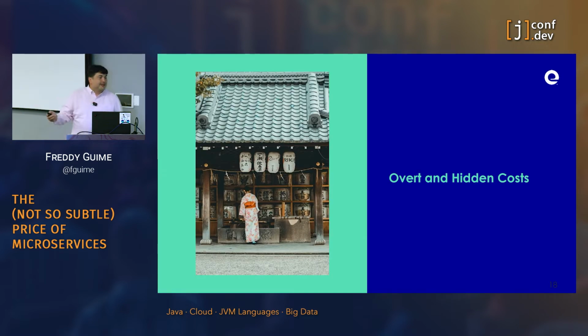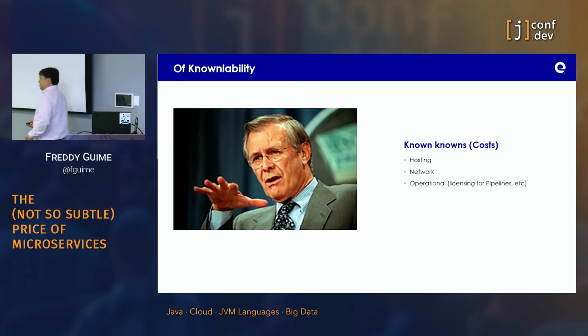So, overt and hidden costs, right? The known knowns. These are the things that almost automatically come to mind when you're creating a microservice. It's like, yeah, there's going to be hosting. This microservice needs to run. It's code that actually needs to run on a CPU somewhere. There's network costs, like you need to actually have bandwidth. You need to make sure you have a good backplane, or that the cloud infrastructure you're provisioning has a good backplane.